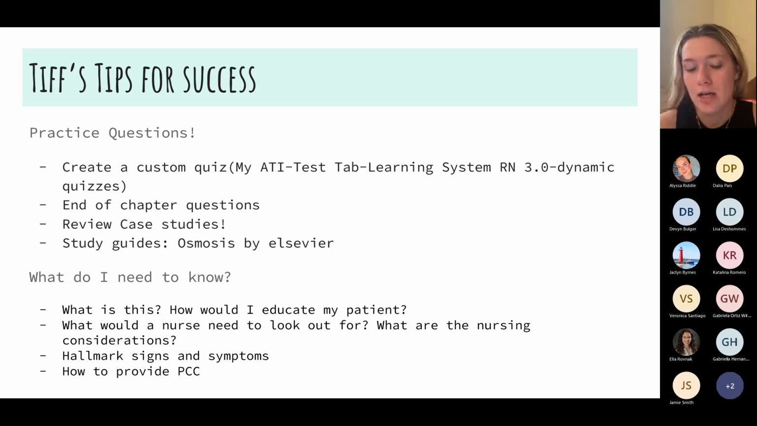Additionally, it's important to recognize your hallmark signs and symptoms. A lot of disease processes have a lot of the same symptoms: nausea, vomiting, diarrhea, lethargy, headache. All of it can become pretty muddled. So what differentiates this disease process from another disease process? More importantly, what do I as a nurse need to look out for? What do I need to incorporate into my assessment?